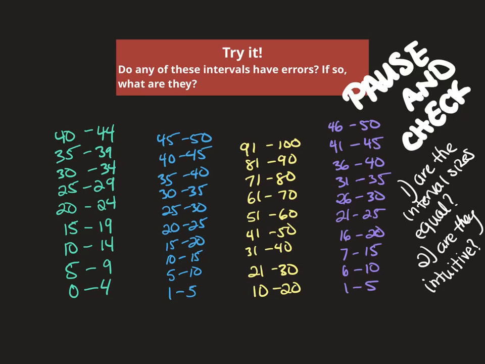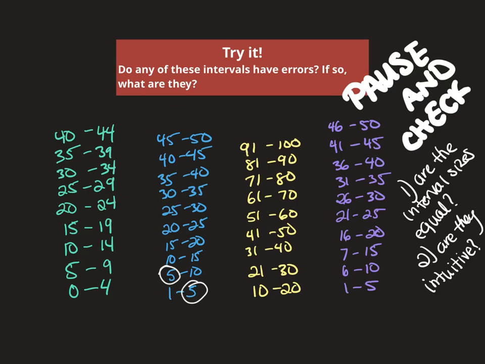You should have spotted some errors, so I'll start here by looking at the blue variable. You should have noticed that the intervals are not mutually exclusive because we have one interval ending in a 5 and the next one starting with 5. So if we had a raw score of 5, we don't know which interval it's supposed to go into.